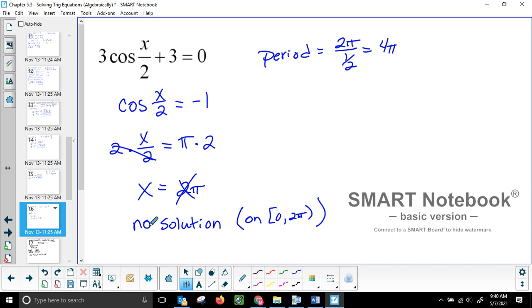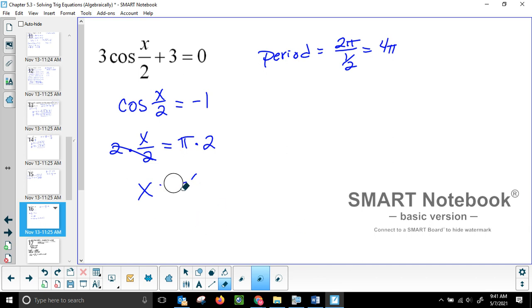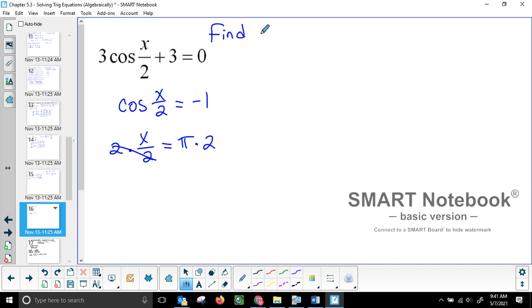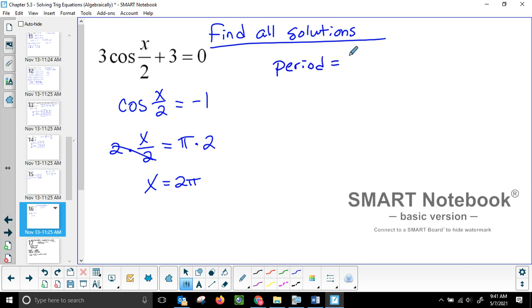Will the interval always be 0 to 2 pi? No, sometimes it could be all solutions. So for instance, let's do this under that case. Let's change this, and say that the direction said find all solutions. I think we're going to deal with this a lot more on Monday, but for the time being: we know x is 2 pi, and we already know that our period is 4 pi.